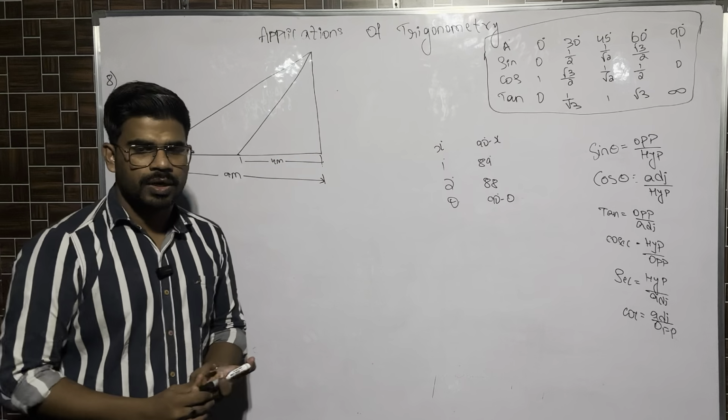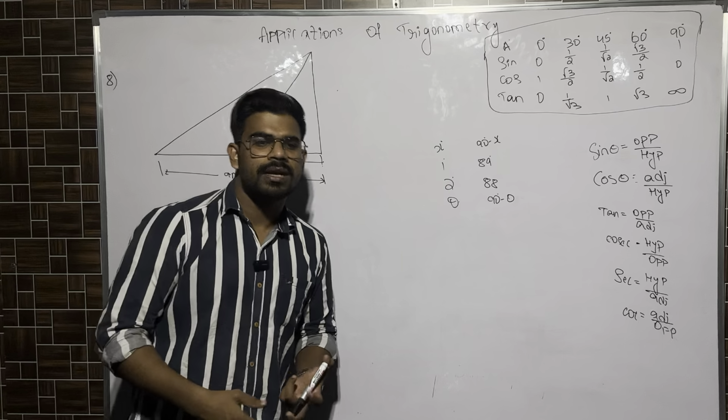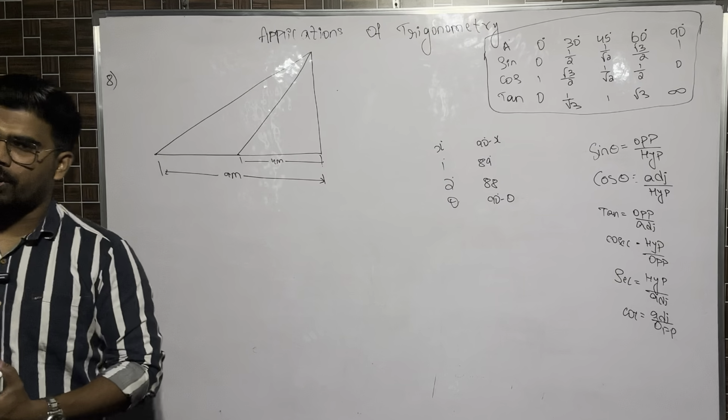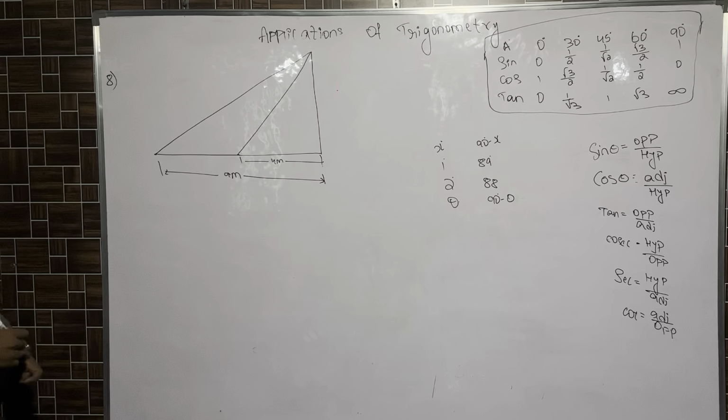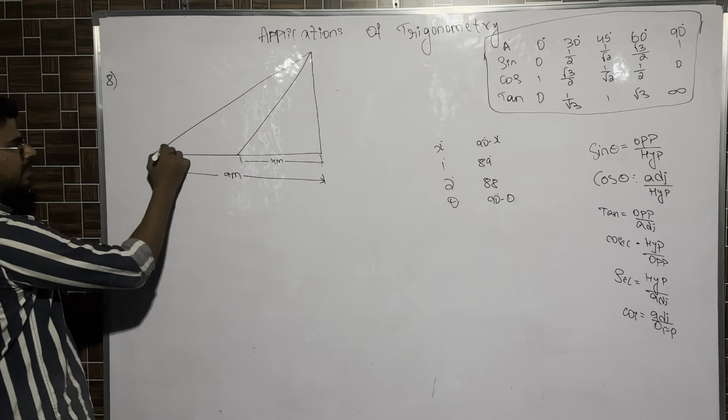Why are we doing this? Because he has mentioned that the two angles are complementary. Complementary in the sense that adding two angles will give us 90 degrees. Clear? Right. So one of the angles is x or theta.